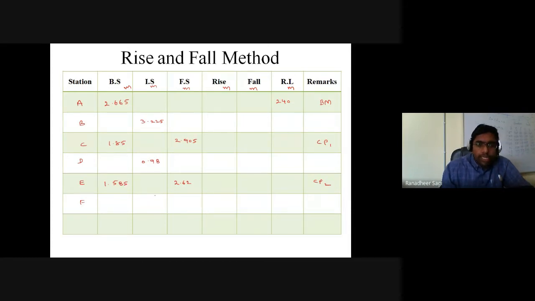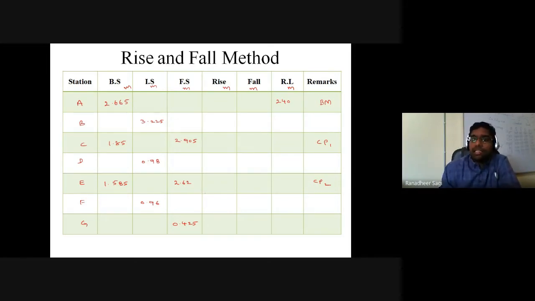And the eighth reading is going to be my intermediate sight reading, and the ninth reading is the last reading in those particular measurements. So I'll be listing it under your foresight. This is what I'll write as your point G. Okay, so I have entered my data in your level book.